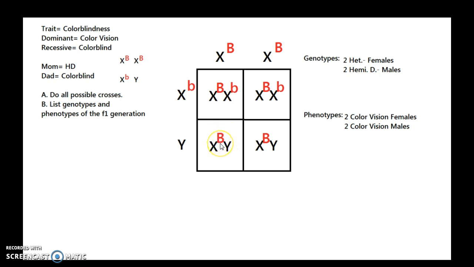So hemi means half, just like the hemispheres of our planet. The letter is capital, so it's dominant. XY would be a male. Phenotypically, we have 2 color vision females, because they both have the capital B's. And we have 2 color vision males, because they have capital B's. So that's it for that one.